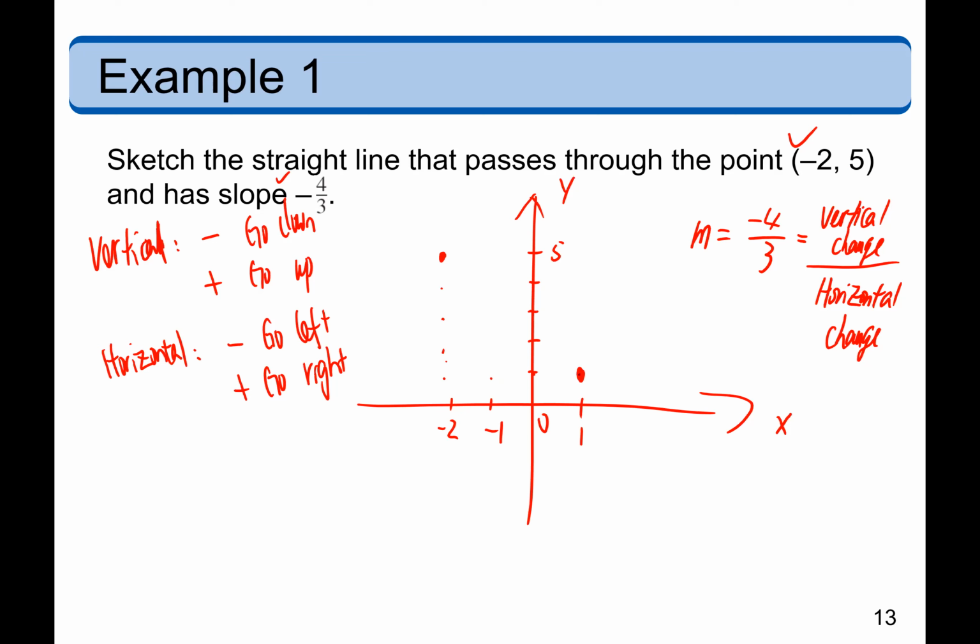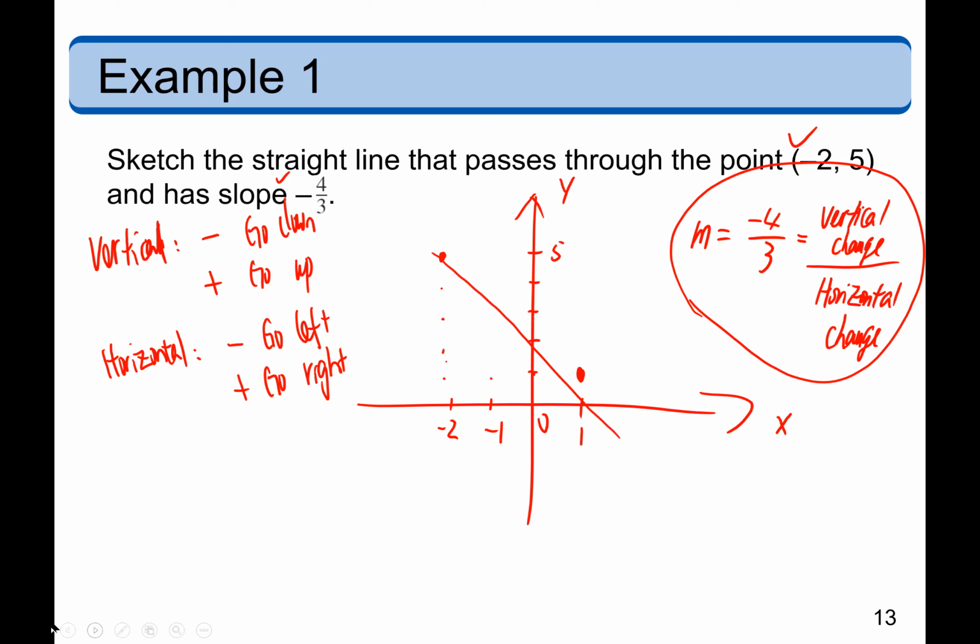By utilizing this slope, we locate the other point. Now, once you have 2 ordered pairs, we connect them, extend it, and we get a line. So you just connect those 2.